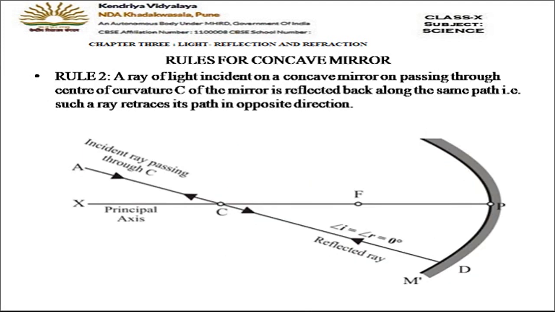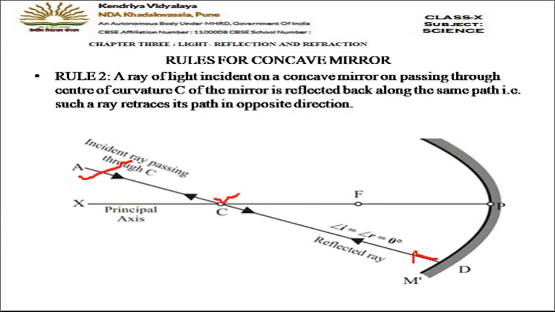Rule number 2: whenever a ray of light which is incident on a concave mirror passes through the center of curvature, you can see here that this is the incident ray which is passing through the center of curvature. When this light strikes the mirror, it gets reflected in the same direction. You can see the direction shown with the arrows here. This is the reflected ray, which is moving in the same direction. So this is rule number 2: whenever a ray of light passes through the center of curvature, after reflection it moves in the same path.